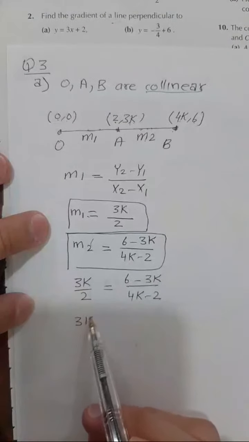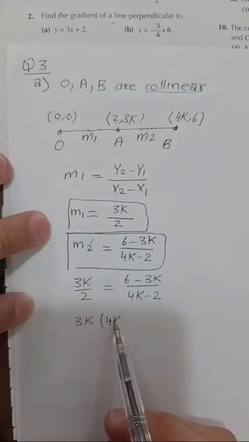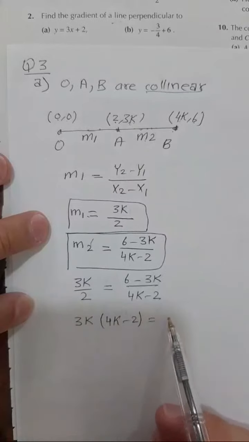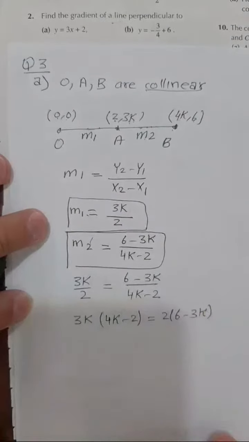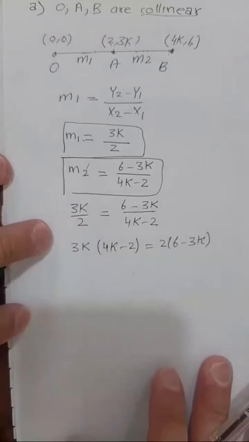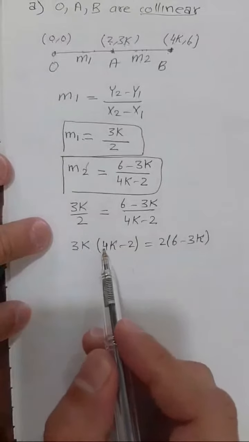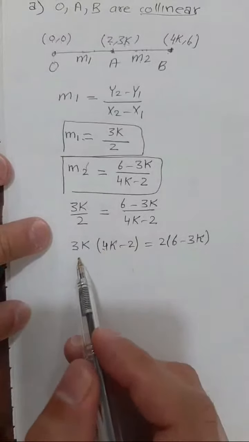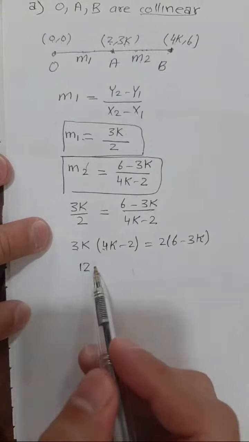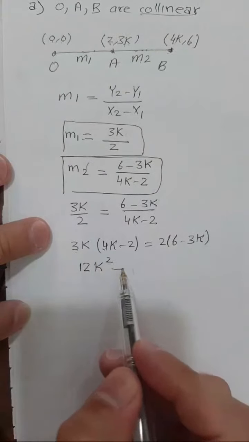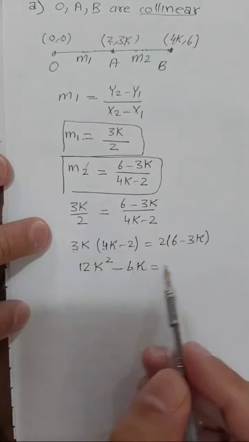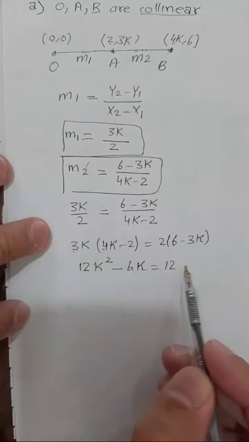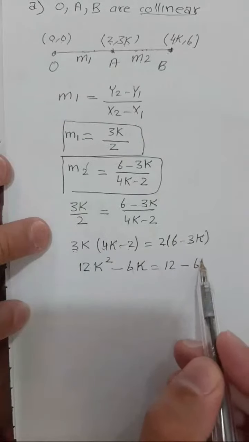3k into 4k minus 2 will be equal to 2 into 6 minus 3k. Okay. Now from here, 3k into 4k will give us 12k square, minus 3 into 2 is 6k, that is equal to 2 into 6 is 12, minus 2 into 3 is 6k.